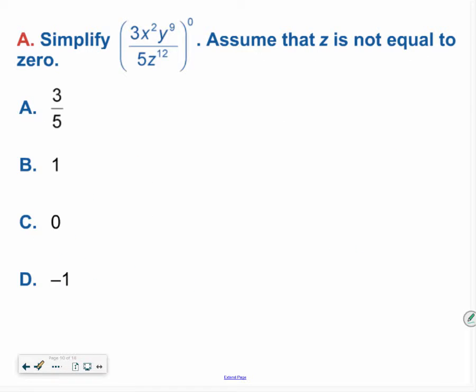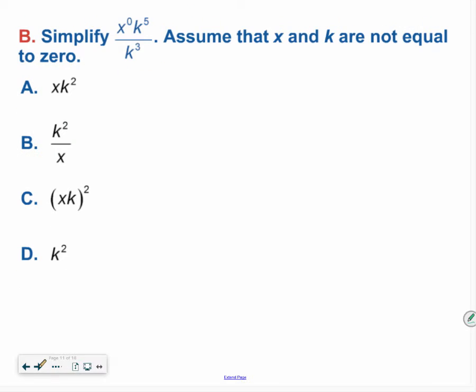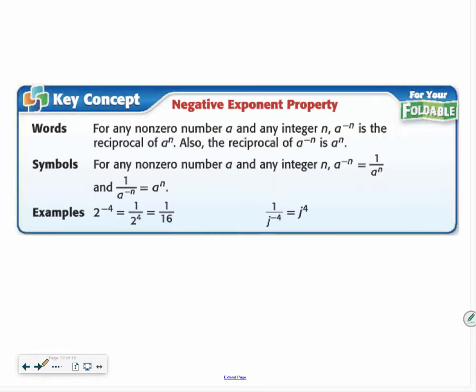Go ahead and try this one on your own. Hopefully you saw that this was to the 0 power, so you said that it had to equal 1. Go ahead and simplify this next one. Hopefully this one you determined the simplified answer would be k squared, or k to the second power. If you have questions on those, be sure to ask.